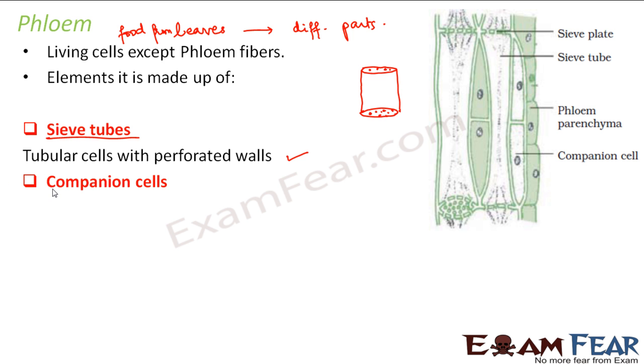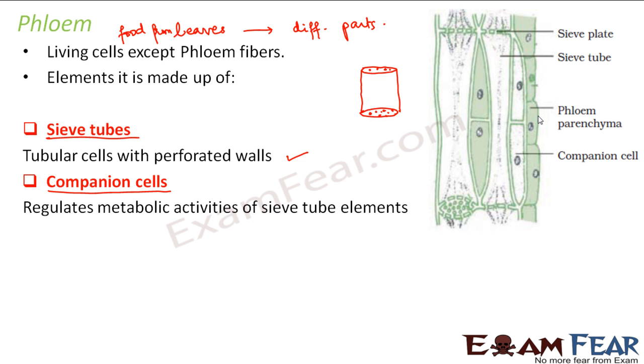Okay, the next one is companion cells. So what are companion cells? The word companion means friend, somebody who accompanies you, right? So companion cells are friends of sieve tubes. Companion cells are connected to sieve tubes. If you look at it, this is the sieve tube with the sieve plate, right? Now connected to the sieve tube are the companion cells. So if you see here, these are the companion cells.